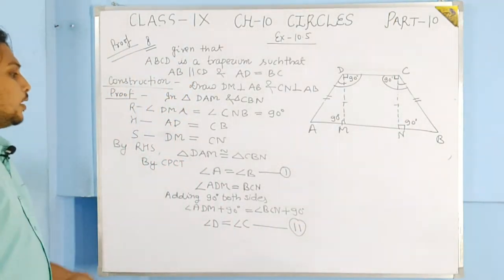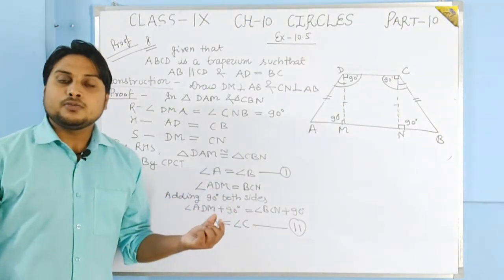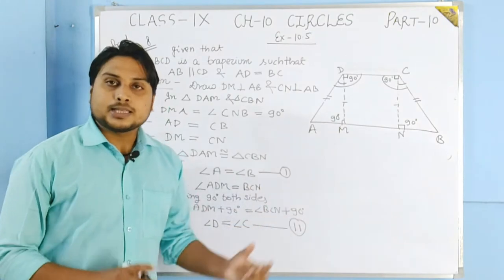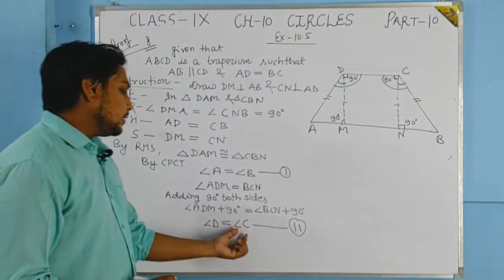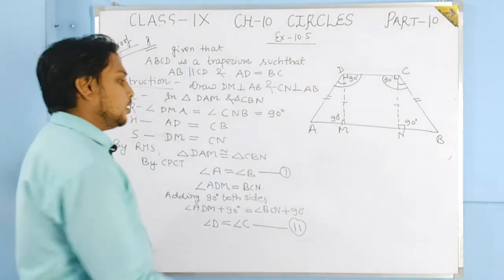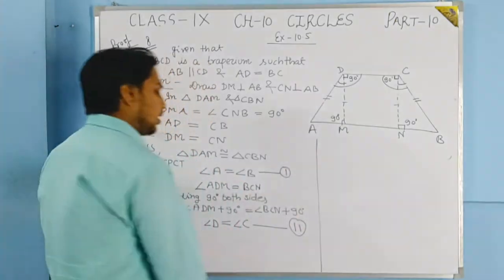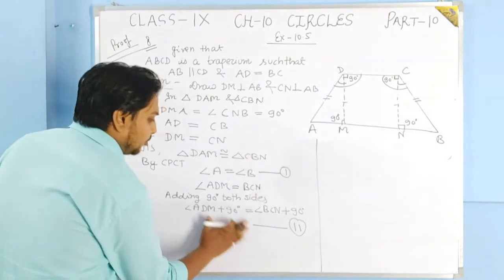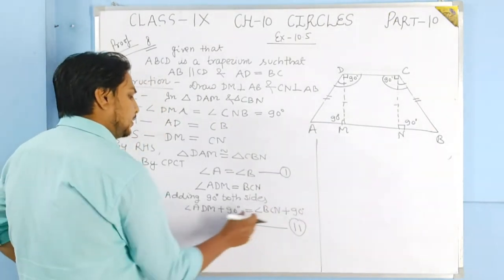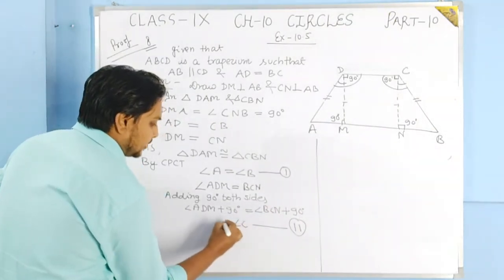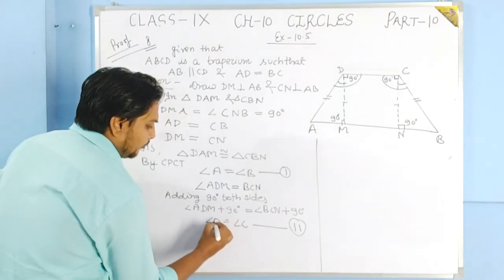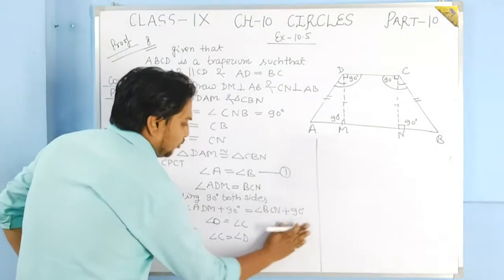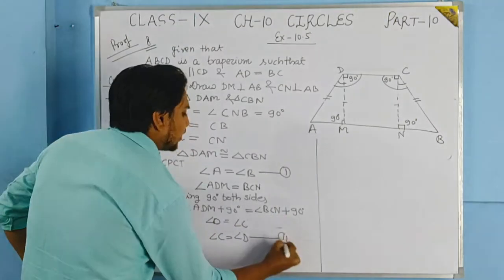Okay, in the first equation what result we have got? We have got angle A is equal to angle B, and in the second result what we have got? That angle C is equal to angle D. Now students, see here what I am going to write. Angle C is equal to angle D, and suppose that it is the second equation.